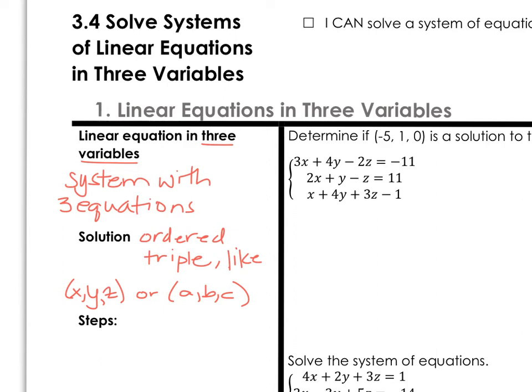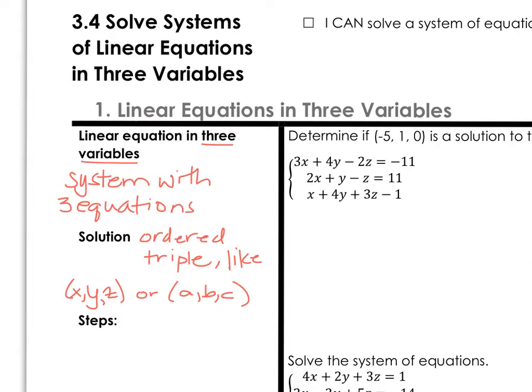Lesson 3.4 is titled Systems of Linear Equations in 3 Variables. A system that has 3 variables must include 3 equations. The solution to the system, instead of being called an ordered pair, is called an ordered triple. You might have something with x, y, and z, or other variables like a, b, and c. We'd write them alphabetically, just like we do the coordinates for x and y.